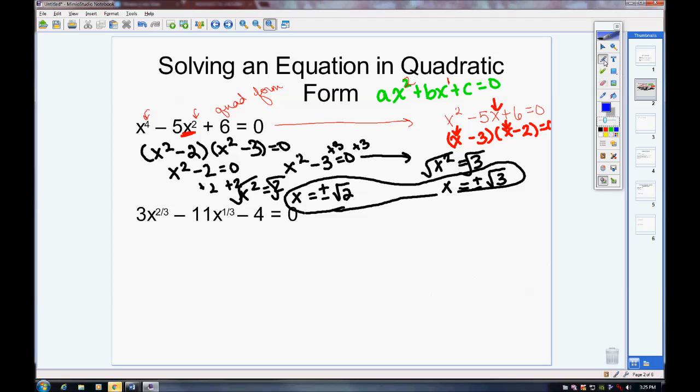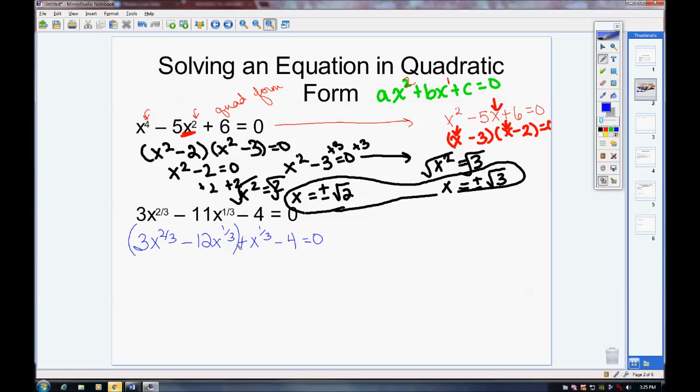So think about it like this. I'm going to go ahead and do the morphing. 3 times negative 4 is negative 12. So it's going to be 3x to the 2/3 minus 12x to the 1/3 plus x to the 1/3 minus 4. Now I'm going to factor by grouping.